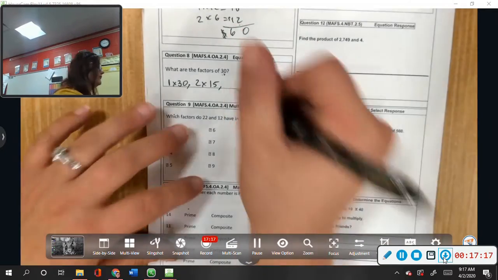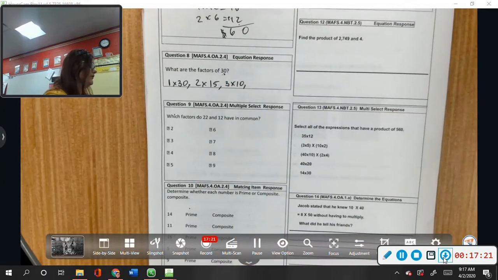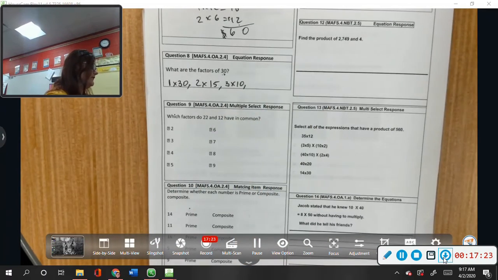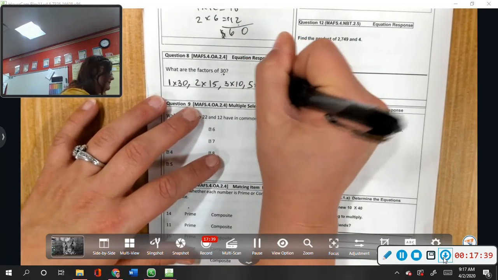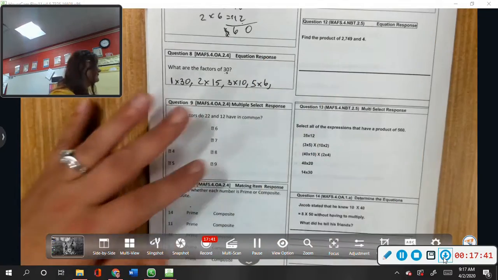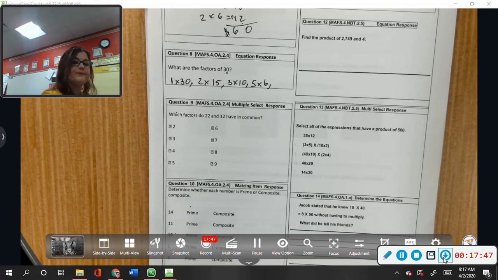3 times 10. We know 4 doesn't go into 30 because 4 times 8 is 32, so we don't have enough wiggle room there. What about 5? Well, our number ends in a 0. Remember, all numbers that end in 0 and 5 are divisible by 5. So we have 5 times 6. And is that all? That's all.